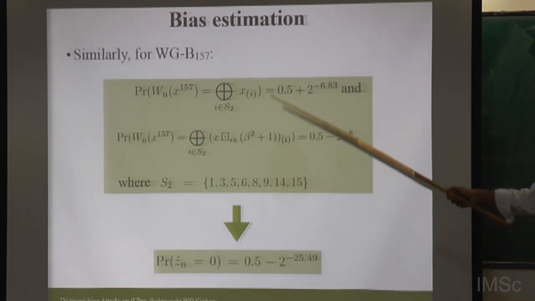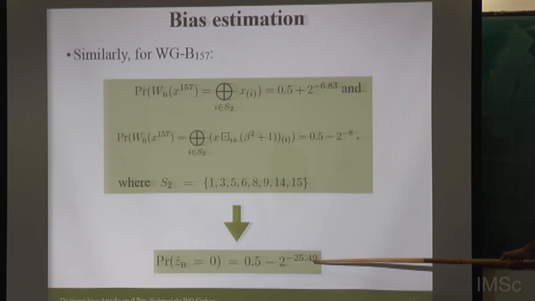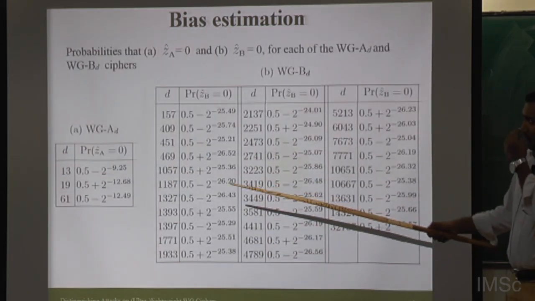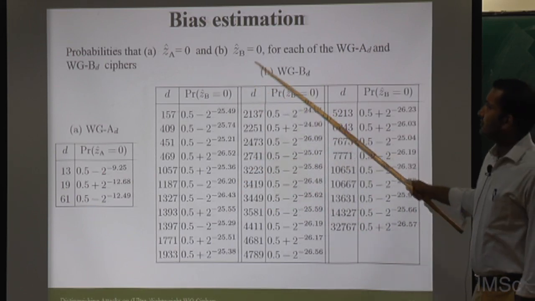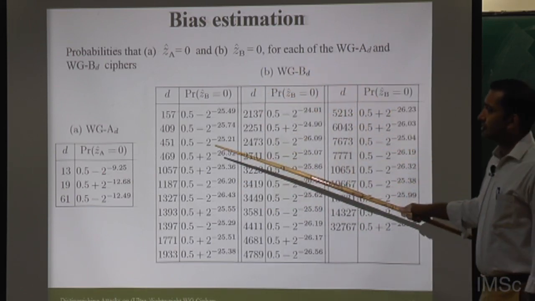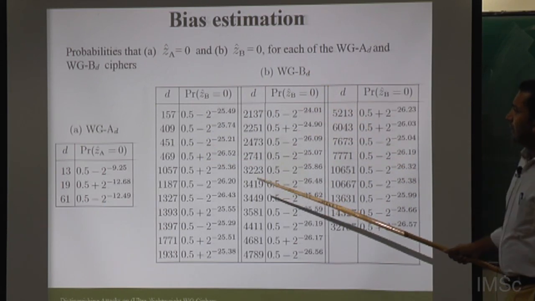Similarly, we computed for WGB 157, and the bias we have obtained is 2 power minus 25.49. So these are the probabilities that the sample equals 0 for each case of the WGAD and WGBD ciphers.